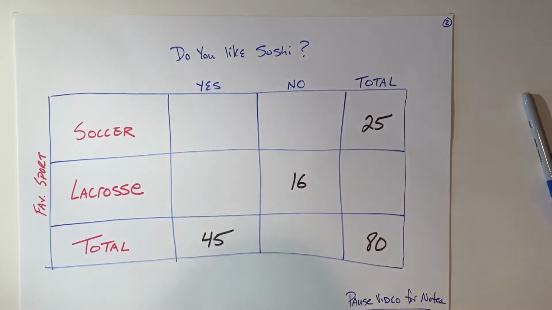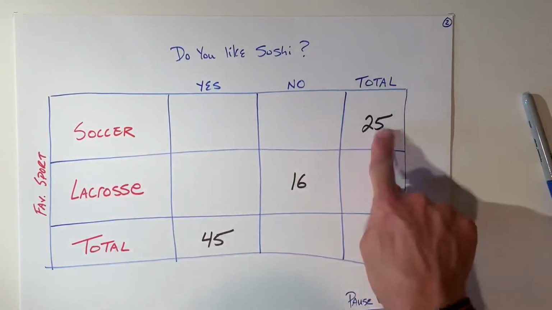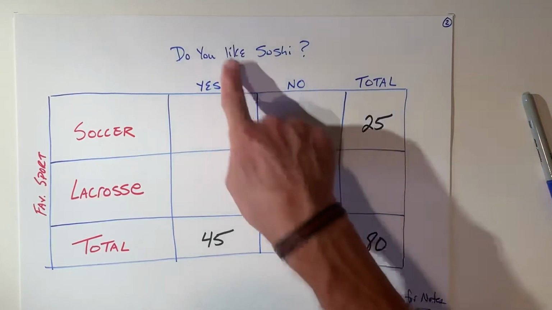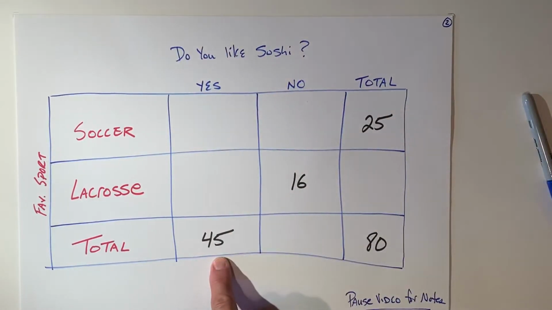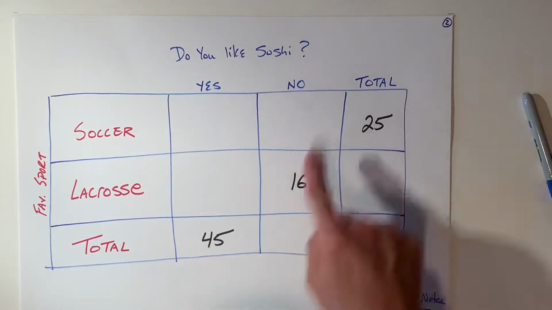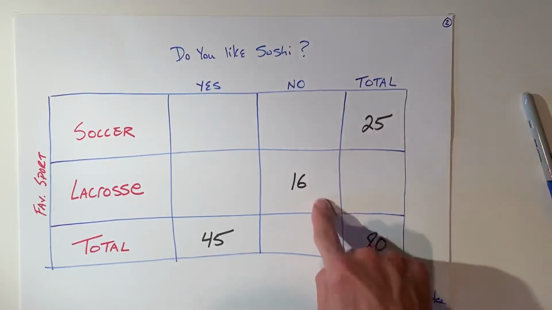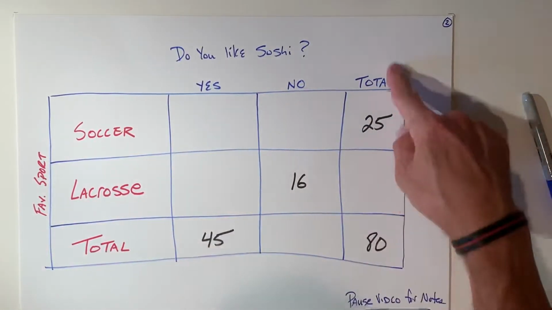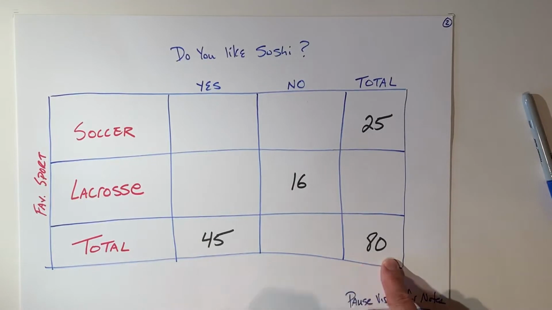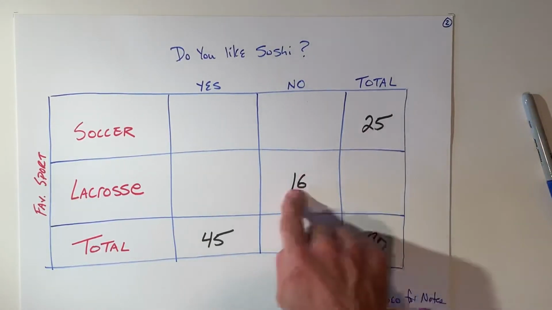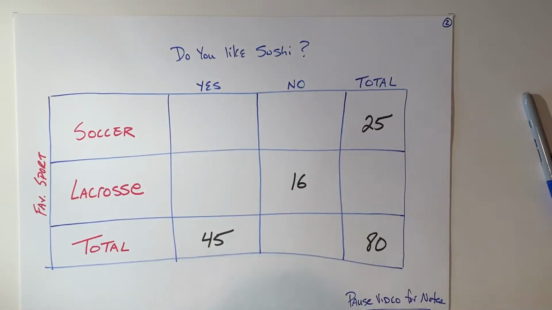Things that I observe right off the bat: there are 25 total people that like soccer. There are 45 total people that like sushi. There are 16 people that do not like sushi but like lacrosse. And there are 80 students that participated in the survey. So I have those marked in black, similar to what you'll see in your notes. And I'm going to reverse engineer these other numbers.